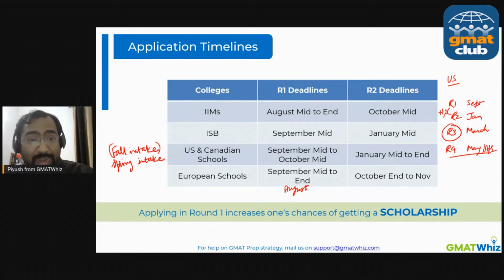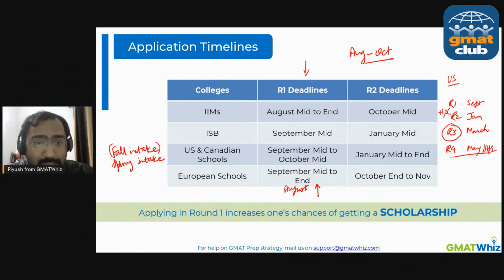There are a few schools which categorically mention that they don't give scholarships in round two, but most of them will even give you a scholarship in round two, but the chances of getting a scholarship will reduce significantly. So generally, it is important that you look at round one deadlines. If you look at round one deadlines, you understand that you have to submit your application somewhere in the window of August to October. This is your window, depending on which country, which continent, which college you are applying to. So it is very important that you are able to complete your application work by then.